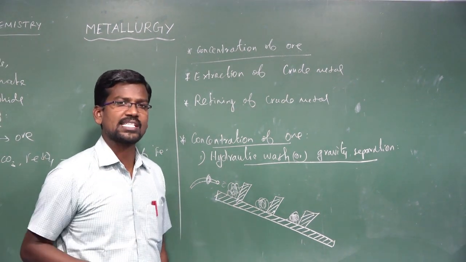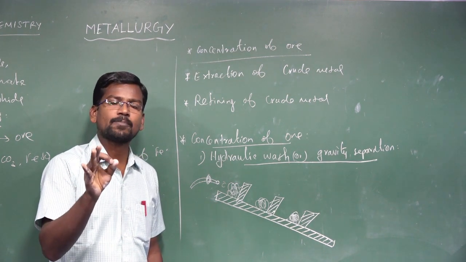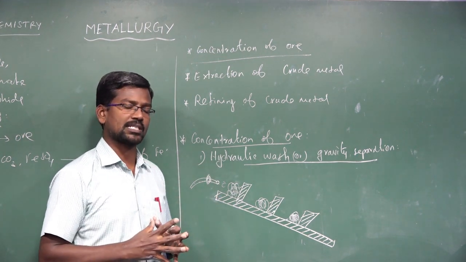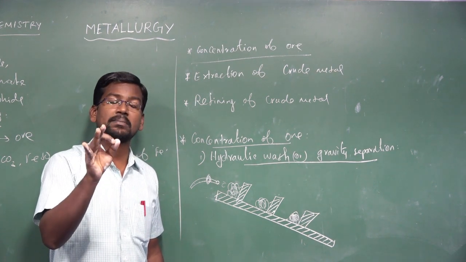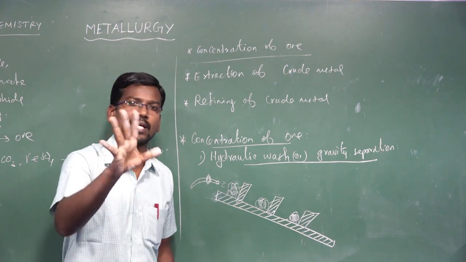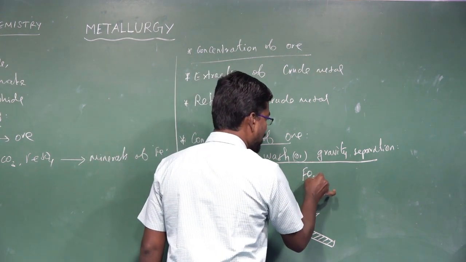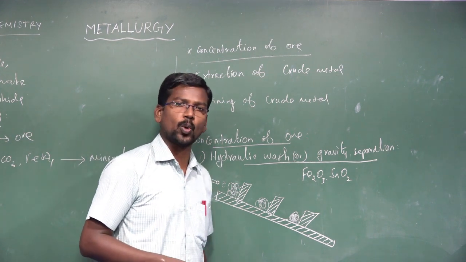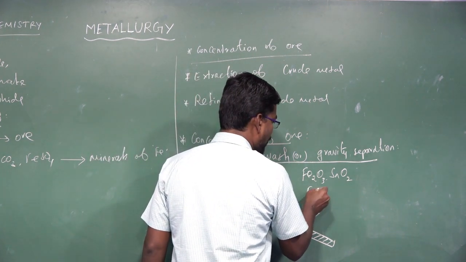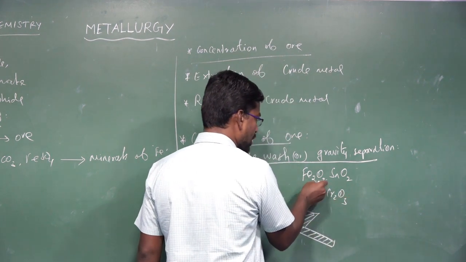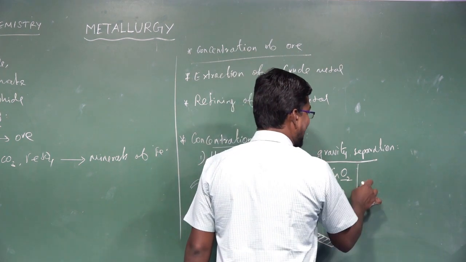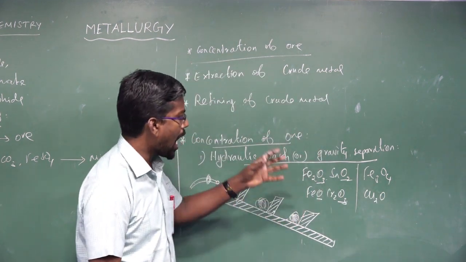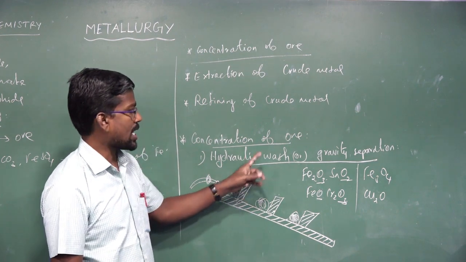The hydraulic wash or gravity separation method is applicable for ore having high specific gravity separated from gangue having low specific gravity. It is mainly used for oxide ores. For example, hematite Fe2O3, tin stone SnO2, iron chrome ore FeO.Cr2O3, magnetite Fe3O4, and cuprite Cu2O. So all oxide ores are first concentrated by the hydraulic wash or gravity separation method.